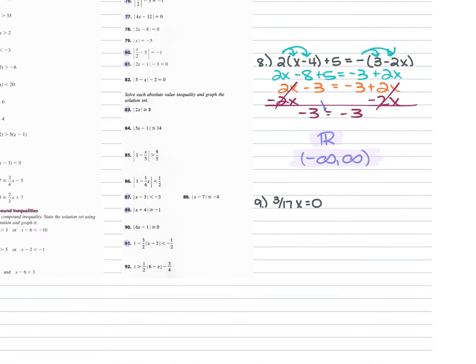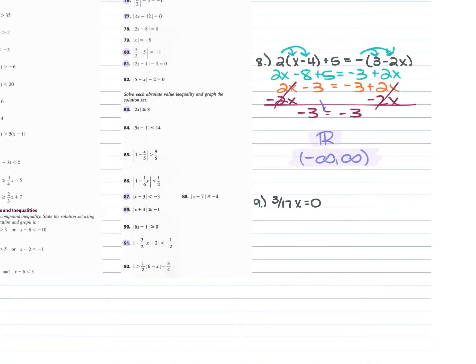So for number 9, we have 3 over 17 times x is equal to 0. What are we going to do to get x by itself? We have a fraction multiplied by x. If we divide each side by the fraction, what are we actually doing? Multiplying by the reciprocal. So if we multiply by 17 over 3 on both sides, x is going to equal what? 0. 0 times anything is 0. So simple enough. It's just x is equal to 0.